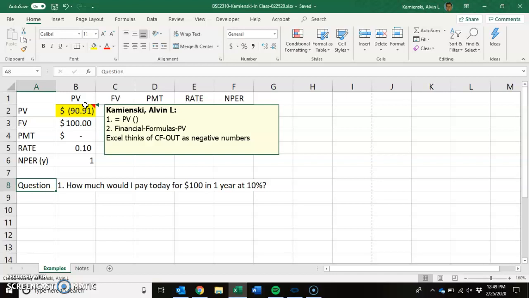Yeah, this is a goofy part that you have to learn about Excel in the beginning. Negative numbers mean cash flows out. Whether they're now or in the future, negative numbers mean cash flows out.